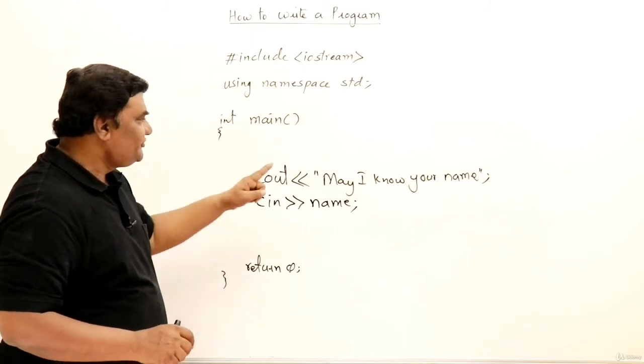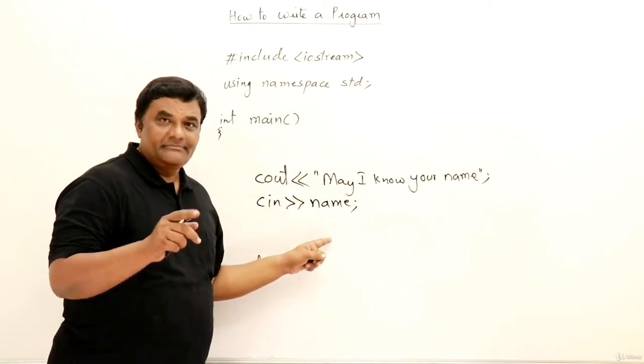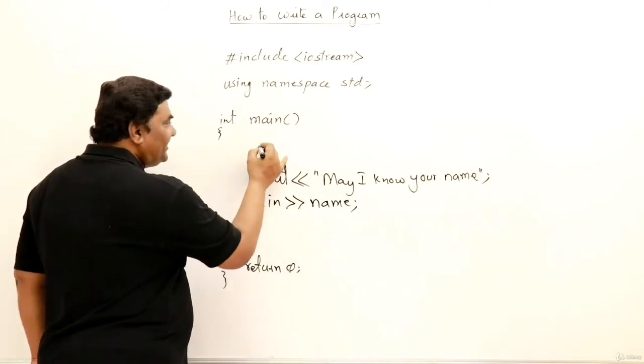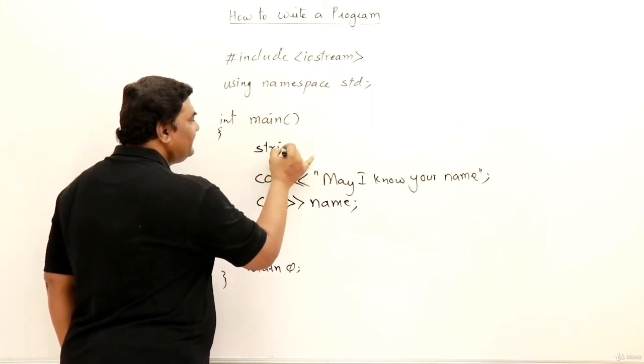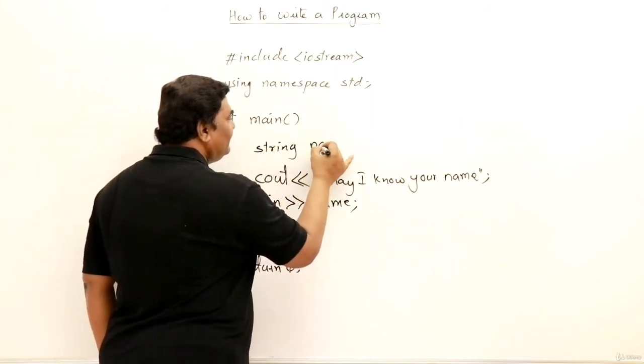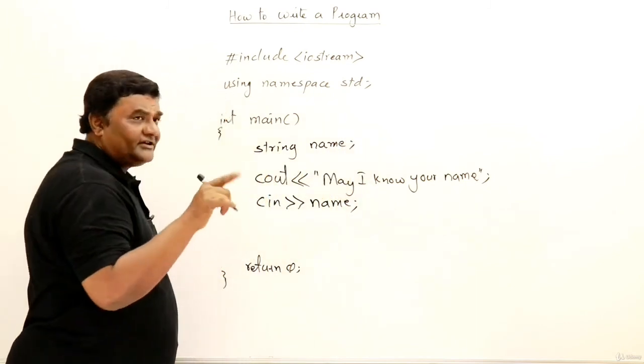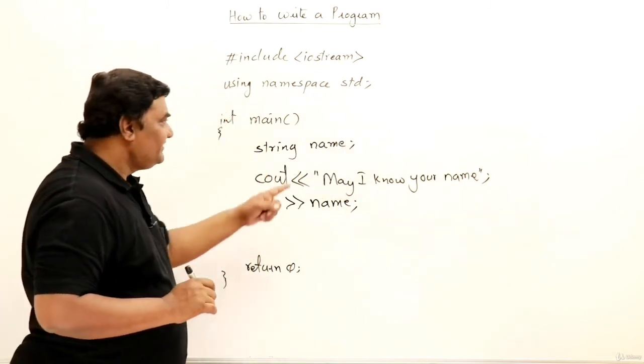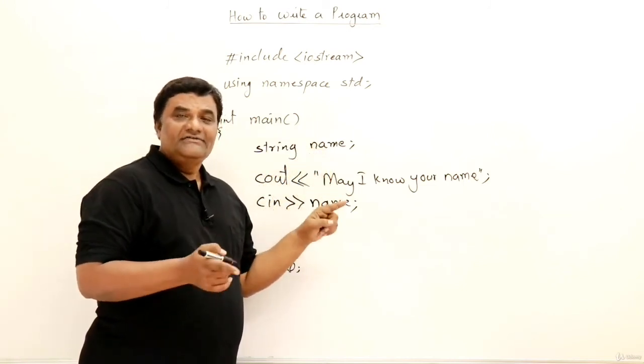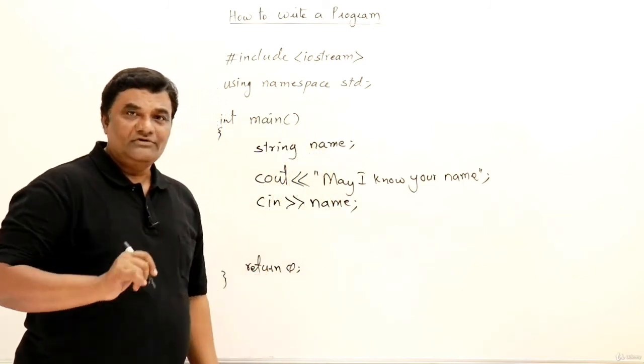In C++ you should declare the variables before using them, right? So I should declare it. Which type? I should declare it as a string, and the variable name is name. What is this string? This is a data type. We are going to learn about data types afterwards. So this is the name of a variable. It will read the name from the keyboard.